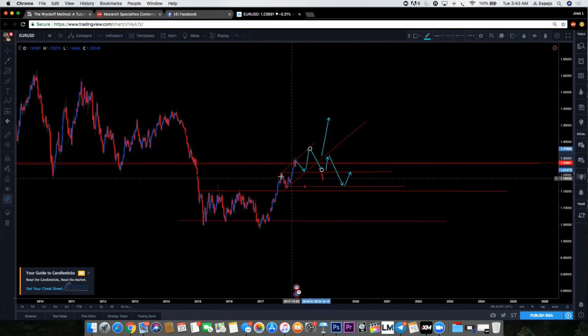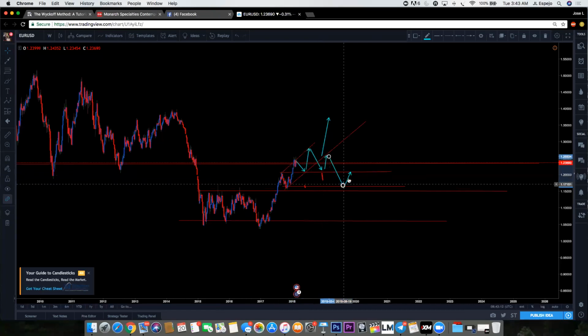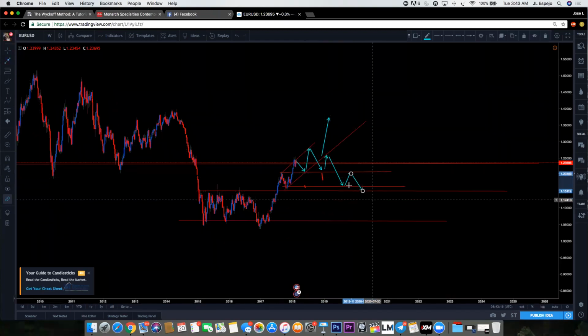So count here. Look, 1, 2, 3, right? Here we have 1, 2, 3, 4. On the fourth one, it broke out, retested, broke out, came back to retest it. What happened? Now we have a plan coming down.